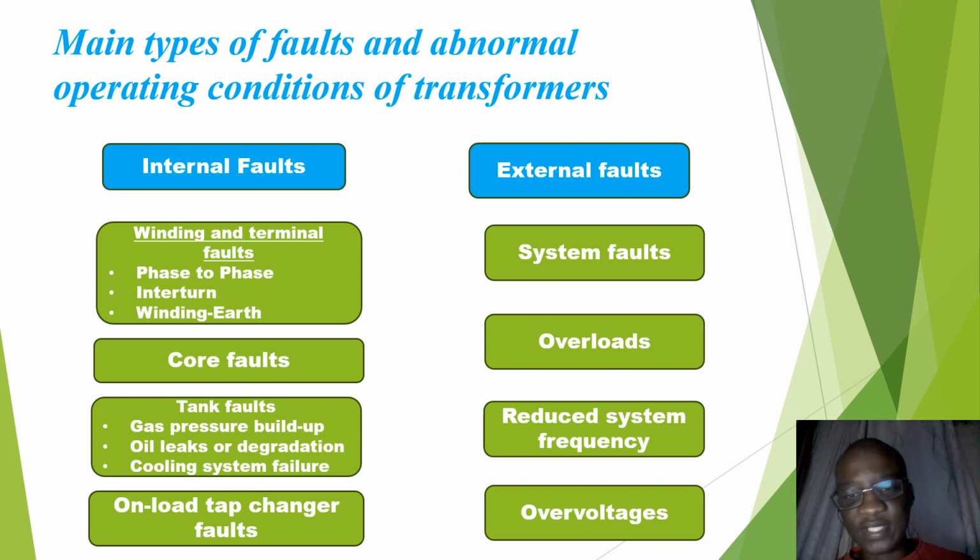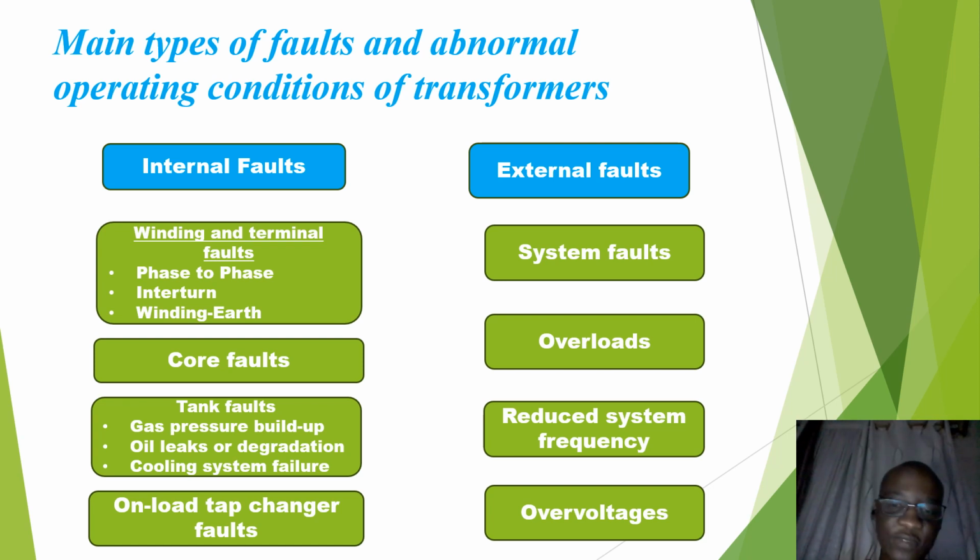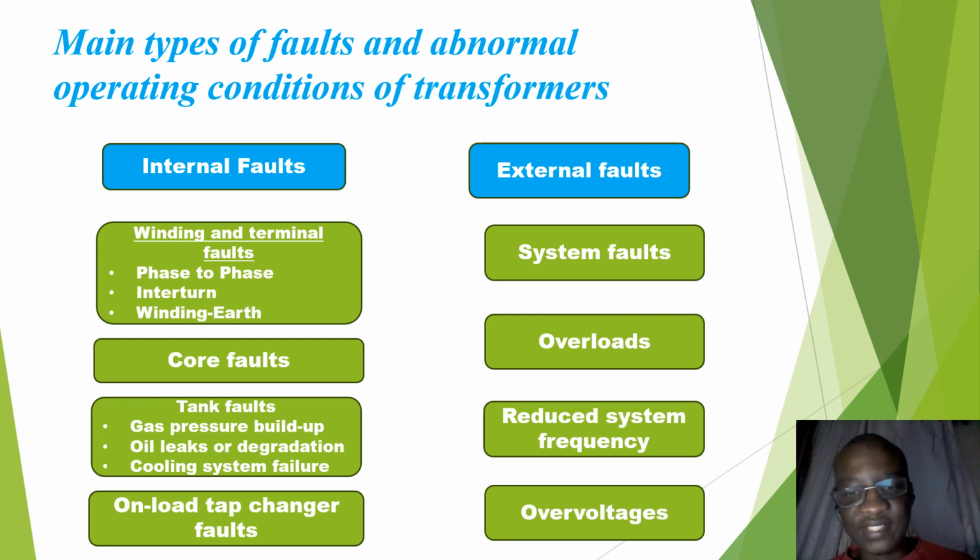And then next we have reduced system frequency. Like I said, over voltages might be caused by either transient over voltage surges or by frequency alterations. An example is if we increase the frequency in the power system, this leads to an increase in the flux, and this in turn leads to an increase in the magnetizing current, and that leads to more flux being diverted, and this causes a rise in temperature in the system. So that is also not ideal for our transformer.